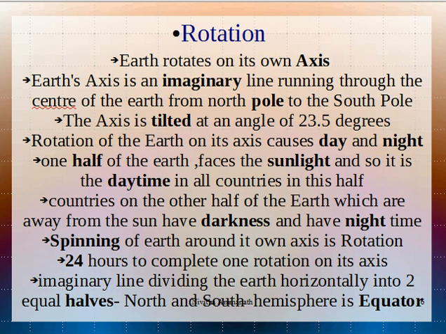Rotation of the Earth on its axis causes day and night. One half of the Earth faces the sunlight, and so it is daytime in all countries in this half. Countries on the other half, which does not have sunlight, are dark and have nighttime. Spinning of the Earth on its own axis is a rotation. 24 hours is taken by the Earth to complete one rotation on its axis. The imaginary line dividing the Earth into northern and southern hemispheres, equal halves, is called the equator.